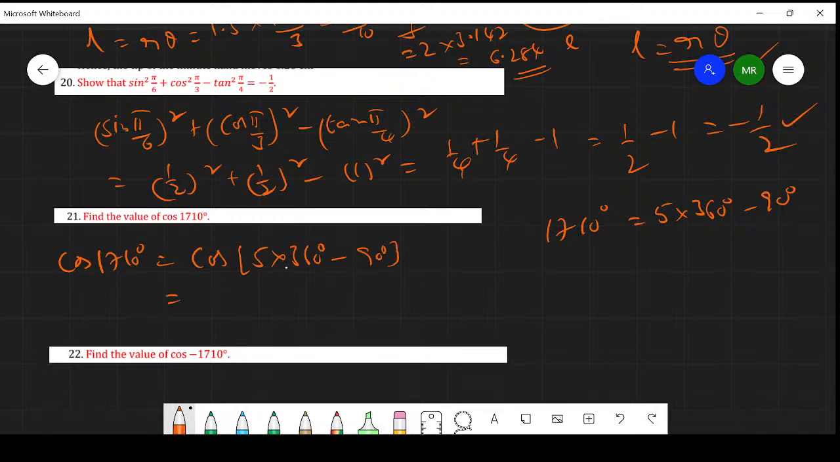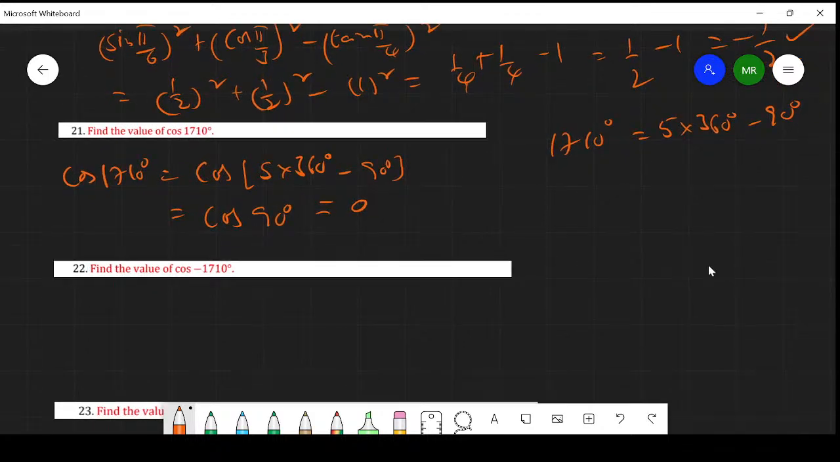So this comes in the fourth quadrant. 5 rounds of 360 minus 90, the angle 1710 degrees should be in the fourth quadrant. In the fourth quadrant, cos and sec are positive. The remaining four functions are negative. In 360 minus theta, in the fourth quadrant, there is no change in the function. It will become cos 90 degrees. Cos 90 we know is 0.